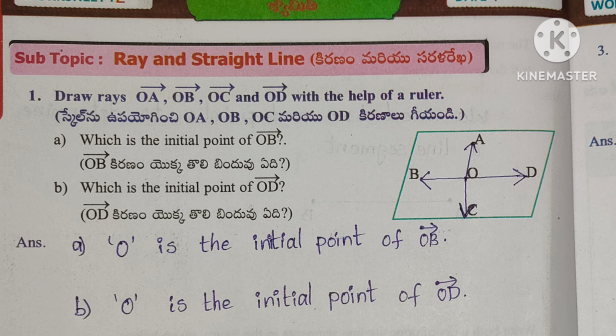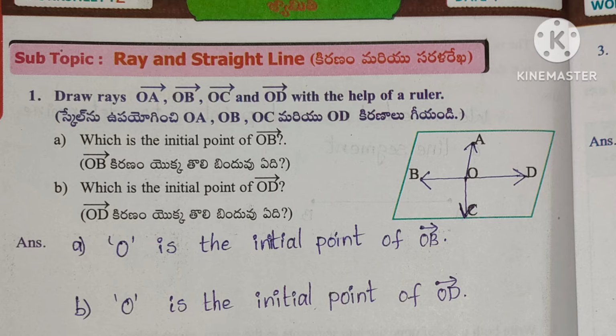Here the subtopic is ray and straight line. First question, draw rays OA, OB, OC and OD with the help of a ruler. Here one figure is given, you have to use a ruler and join them. We get rays OA, OB, OC and OD.